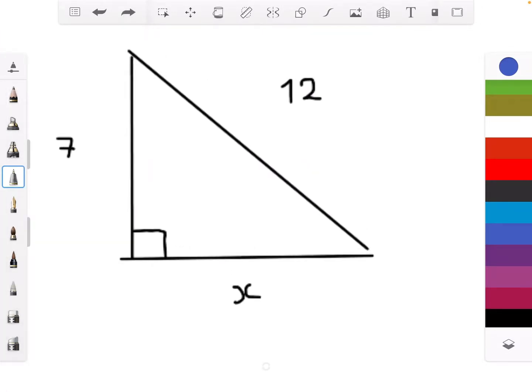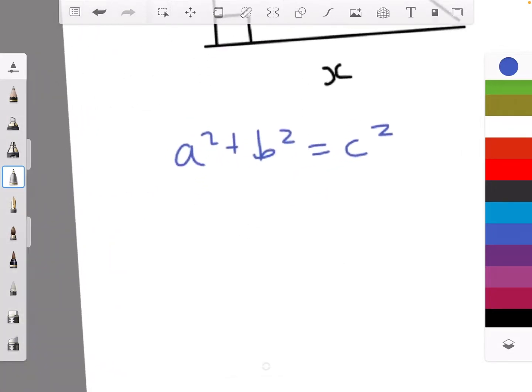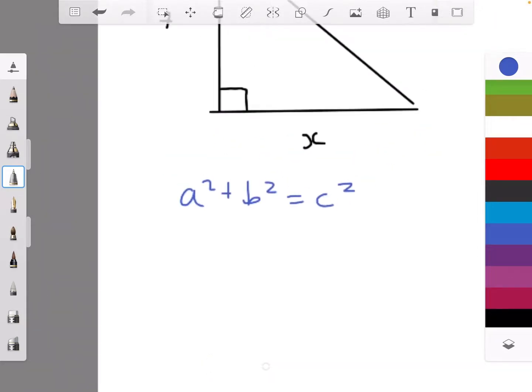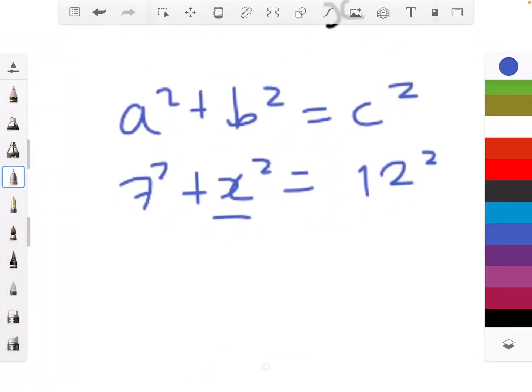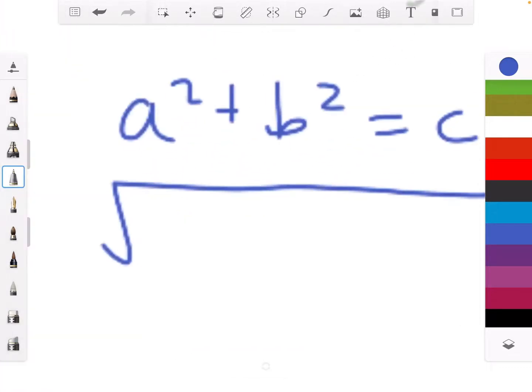But you are given all other lengths. So for this, a squared plus. For this, you are given 7 squared, but you're not given x squared, and you're given 12 squared. So you have to find this, and so you have to take 7 to the other side, which would result in putting this into your calculator.